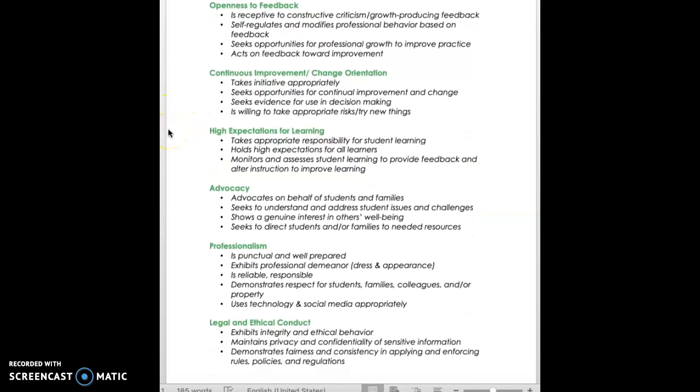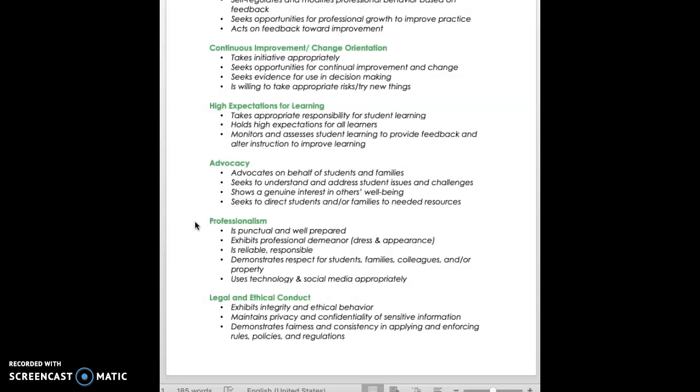Professionalism is another disposition, and this is very important, particularly when you're going out into the field and you're conducting your field experiences and your internship. You want to make sure that you are always on time and well prepared, that you dress and appear professional. This means that when we go into our field experiences and our internships, that we are professionally dressed. We're not wearing jeans. We're not wearing leggings, that we always look as if we're going on a job interview.